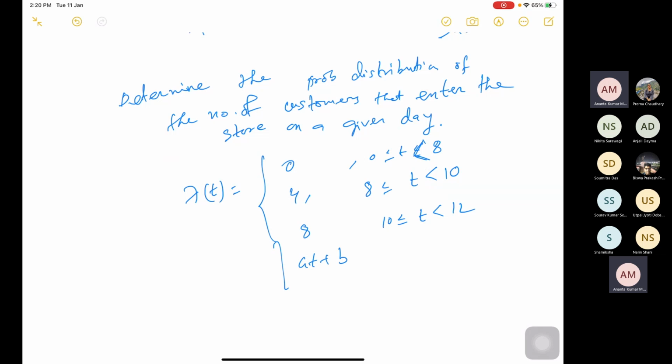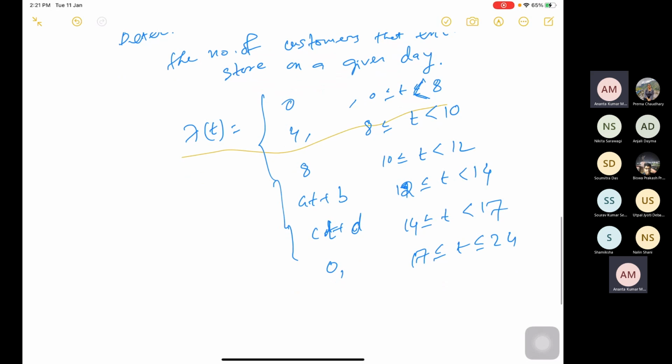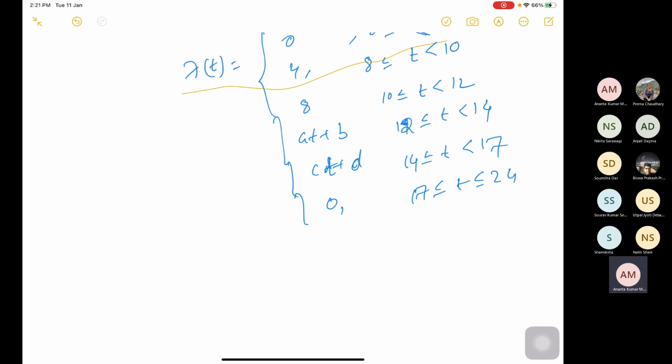Okay, it steadily increases. So from 12 less than or equal to t less than 14, up to 2, and then I can maybe write ct plus d, it steadily decreases. I want to find a, b, c and d. Okay, so from 14 less than or equal to t less than say 17, and then maybe 0 after, so 17 less than or equal to t less than or equal to 24 maybe, is it not? So the whole day you have 24 hours, and the lambda t intensity function is defined in this way. Then how do we find out my a, b, c and d?